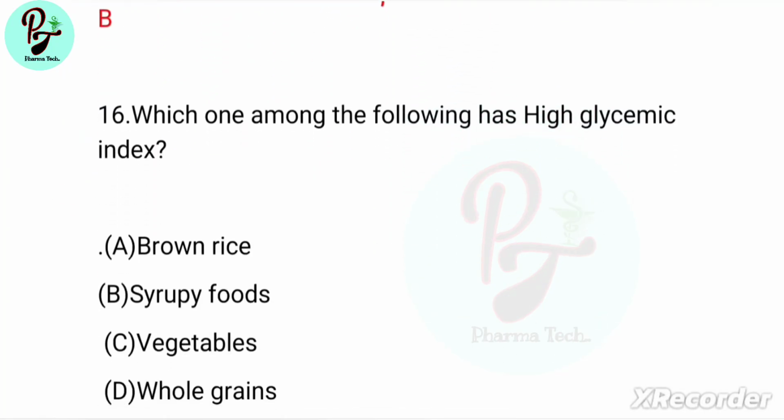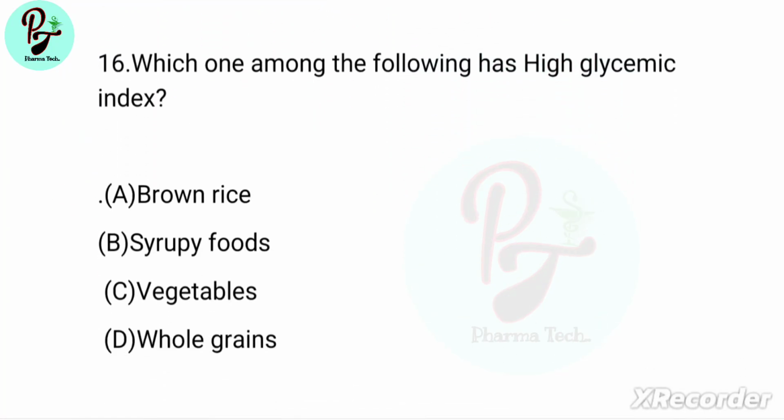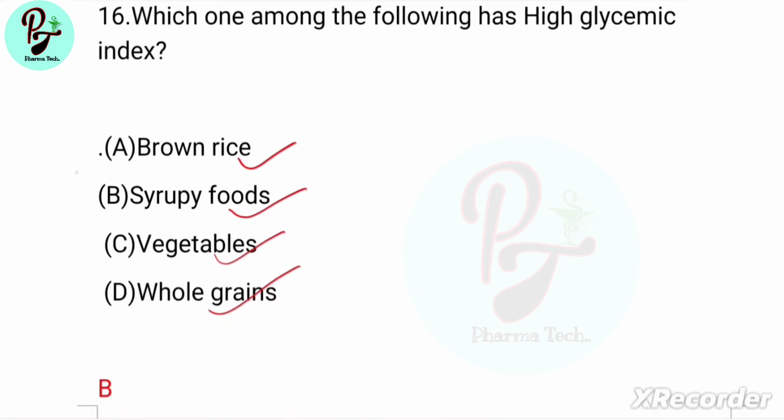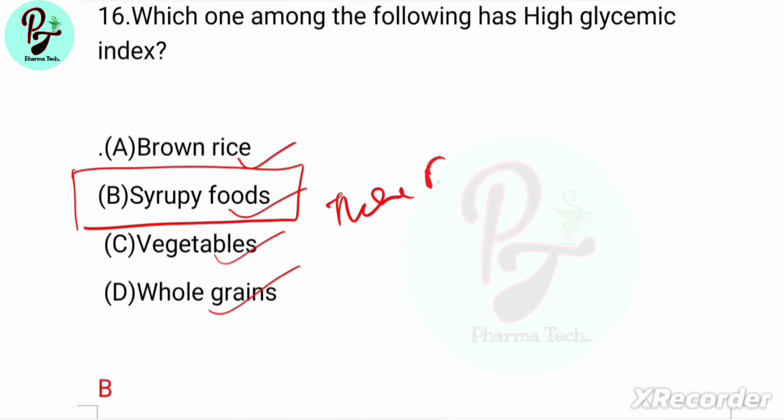Next question: which one among the following has a high glycemic index? Options are brown rice, syrupy fruits, vegetables, whole grains. Answer is B, syrupy foods. These foods are restricted for diabetic patients.